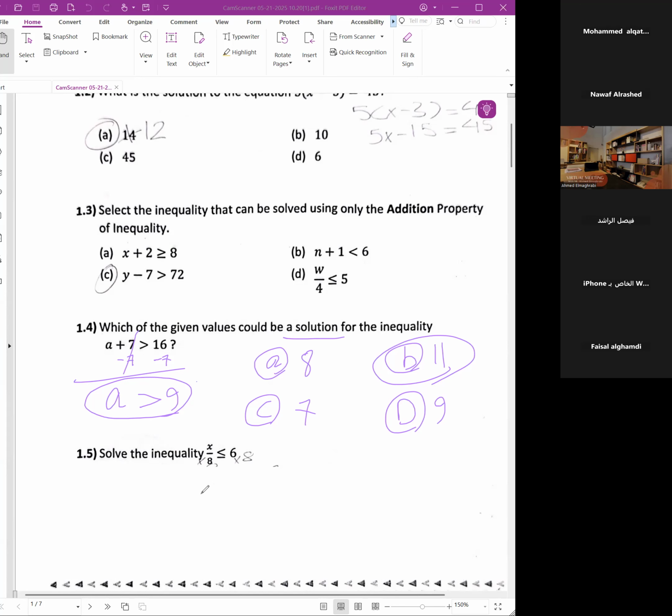The next question here is x over 8 is less than or equal to 6. How can I get the value of x? All of you write in the private chat what step I should do now to get the value of x, or to solve this inequality. What should we do: add, subtract, multiply, what? Quick, all of you, please.